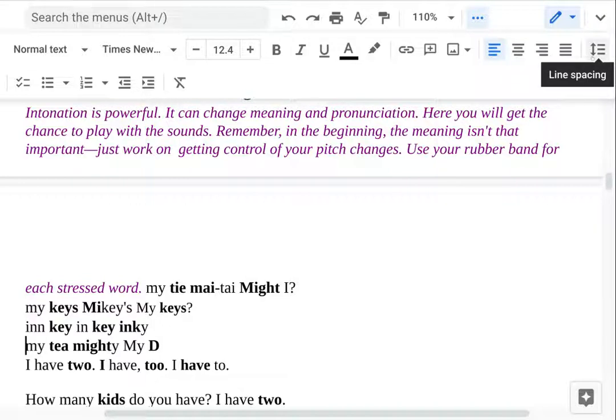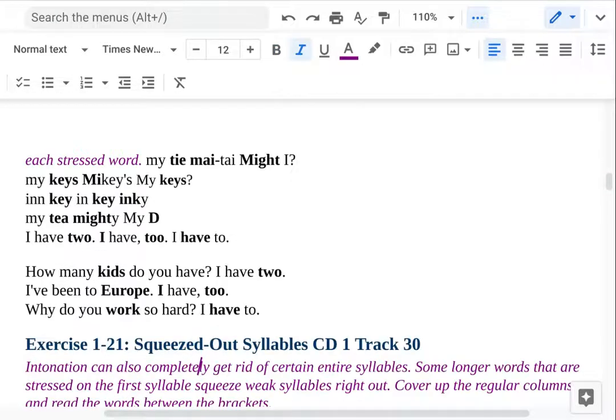My tie, my tie, might I? My keys, my keys, my keys. In key, inky, my tea, mighty, my D. I have two, I have two, I have to. How many kids do you have? I have 2. I've been to Europe. I have 2. Why do you work so hard? I have to.